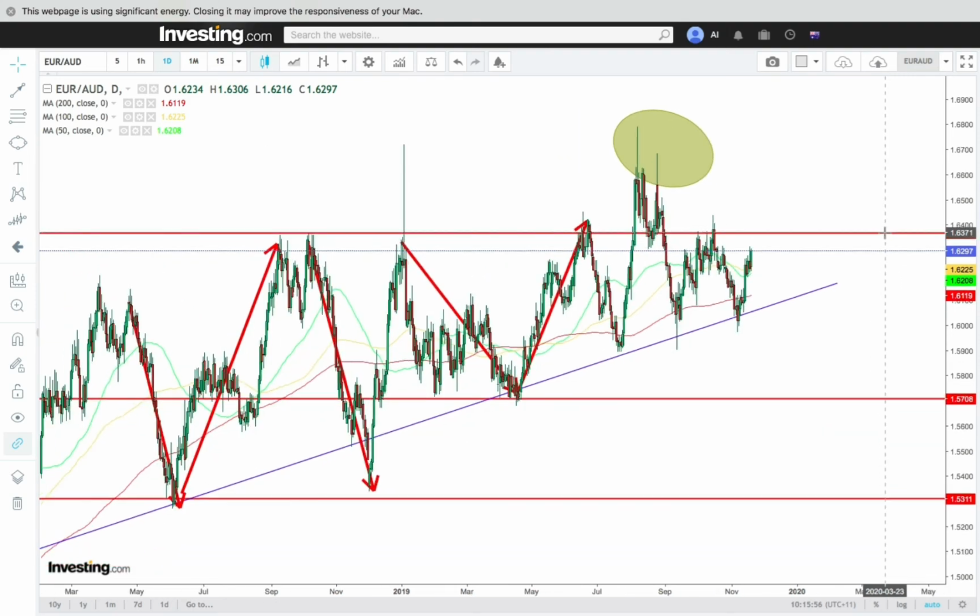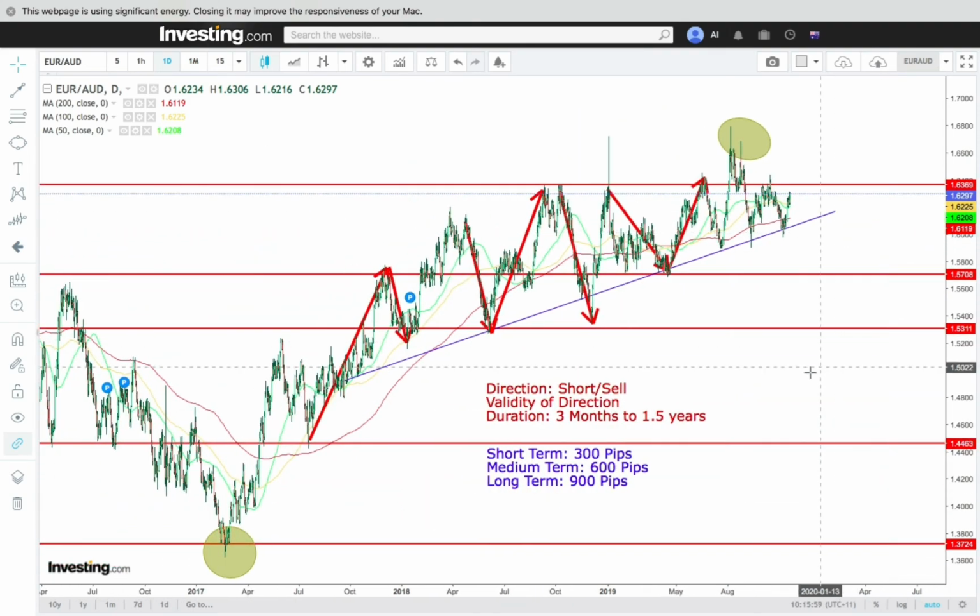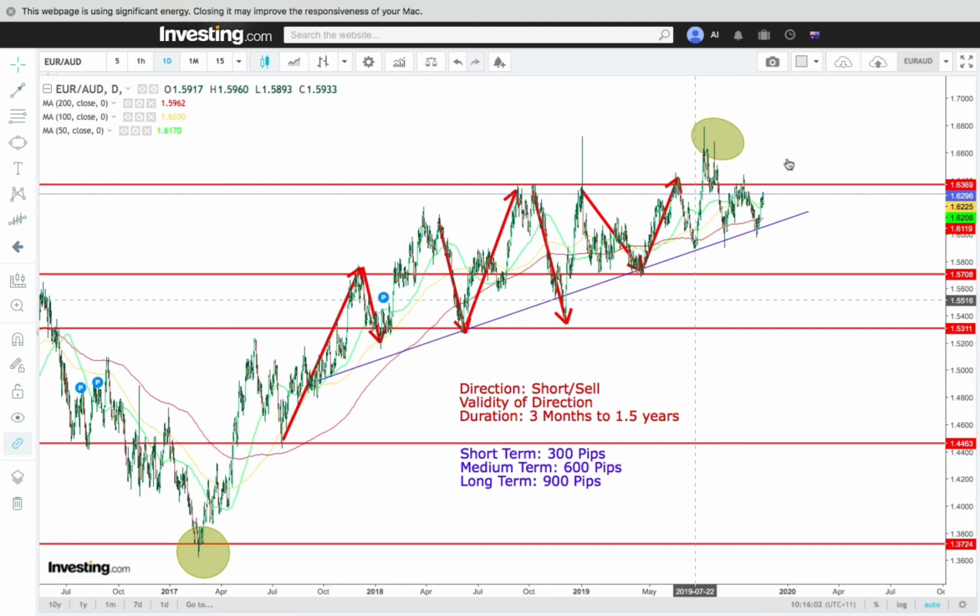Now what is our take profit? That is the good part, the juicy part. I'm predicting this market is going to go down by 900 pips, 900 pips in the long term, if not more. From this point to this point, how many pips is that? It's about 300 pips. That's your short-term take profit. That's easy money. If you wait a little bit longer, from this point to this point, 500, 550 pips.